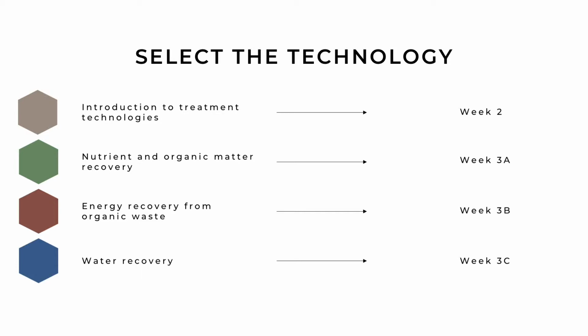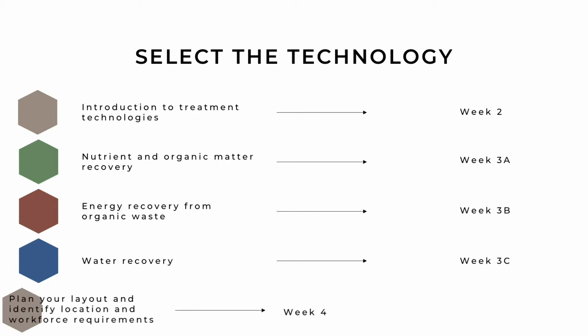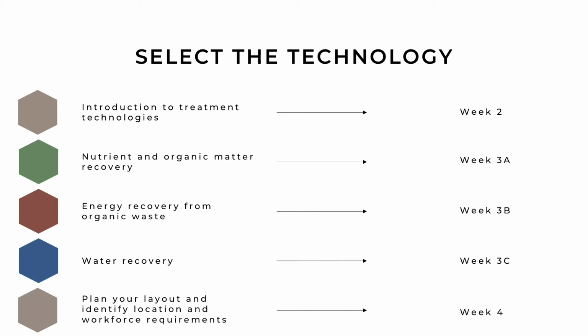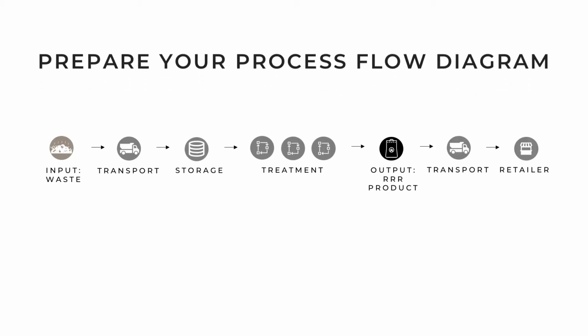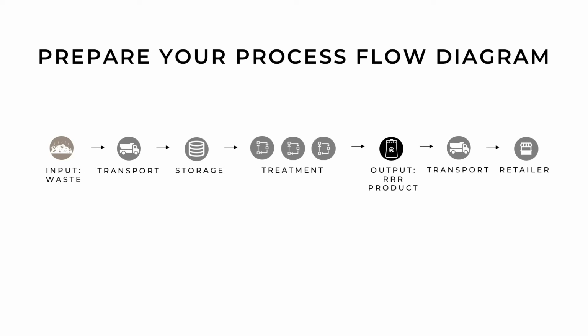At the end of week 3, you will have identified the technologies that you will implement and will describe the specifications of the technology. In week 4, I will give you then some advice on how to plan the layout of your plant and the requirements of land and location, as well as how to calculate the workforce requirements. But before that, it is time to draw your process flow diagram. So get started and I will see you in week 2.